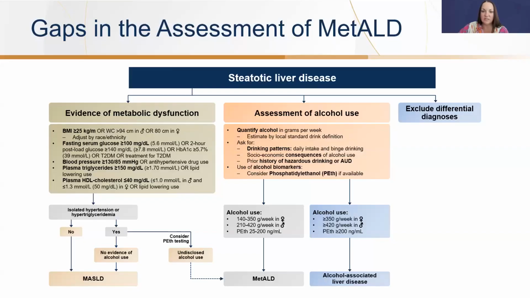And then in the middle here, you can see alcohol use greater than 350 grams a week in women and greater than 420 grams per week in men, and their PEth test levels here. This is how you would differentiate a patient that had just MASLD versus MetALD. Again, you always want to exclude other sources for liver disease before you treat a patient for MASLD or MetALD.